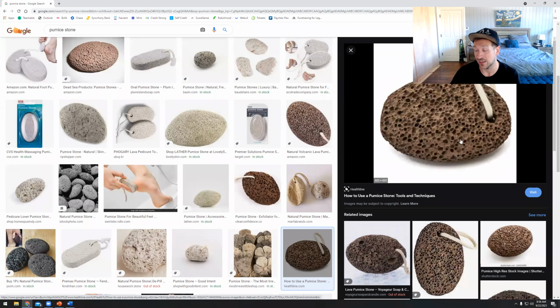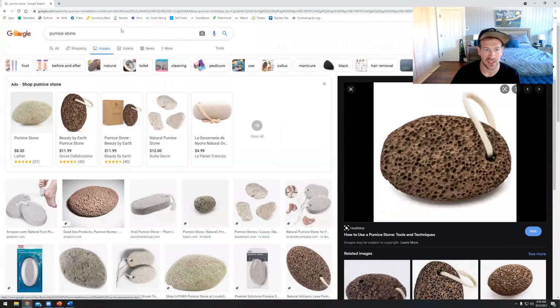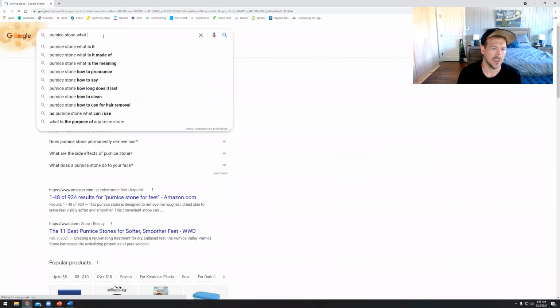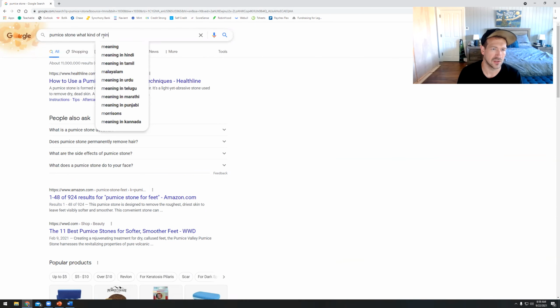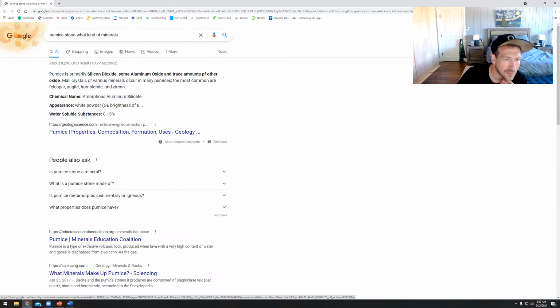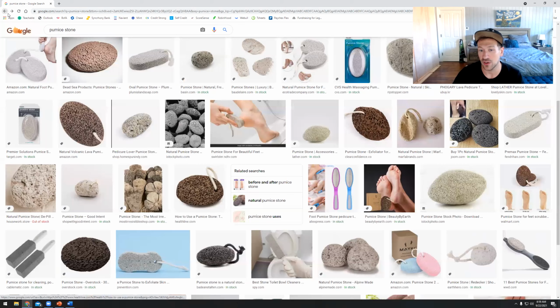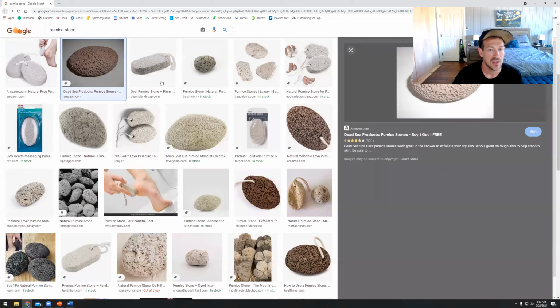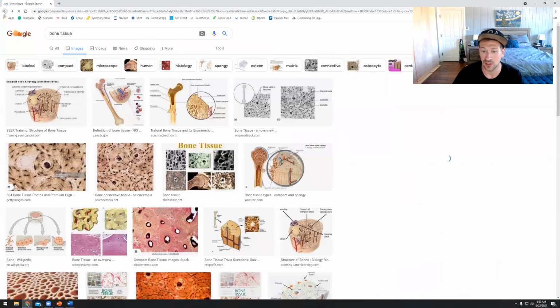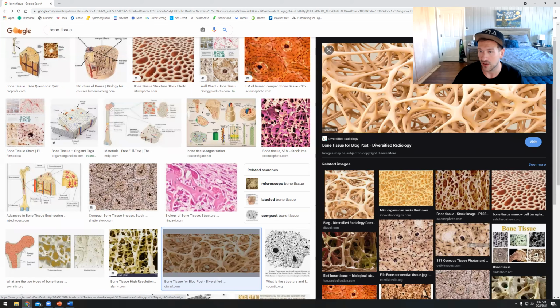This is exactly what your skeletal system looks like. What kind of minerals are in pumice stone? Silicon. Oh, I was wondering if it was calcium and phosphorus. So that's what you're going to find in a lava rock, right? And that's similar to how your bones look, very, very similar shape here. So think about lava rocks.